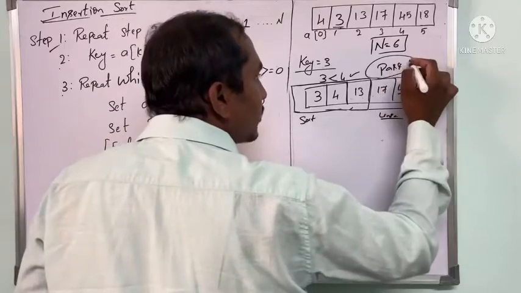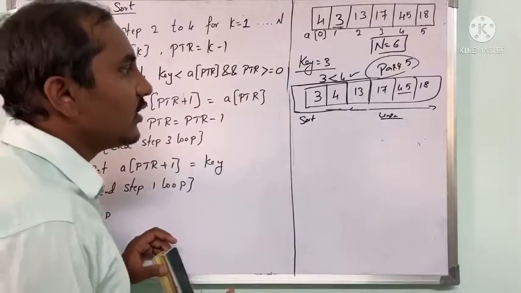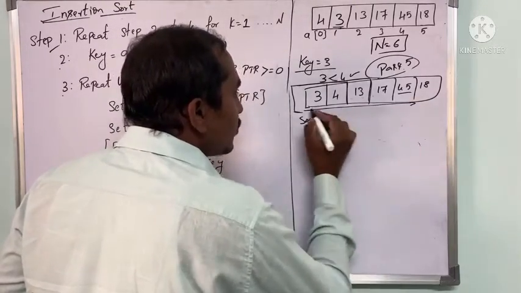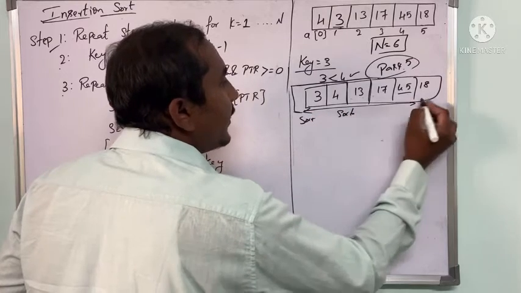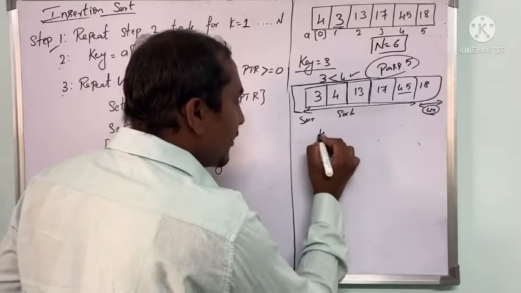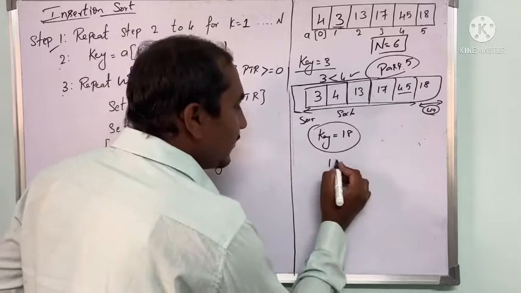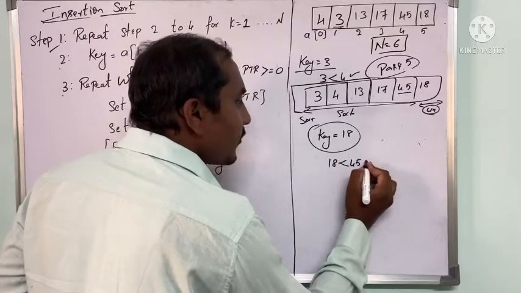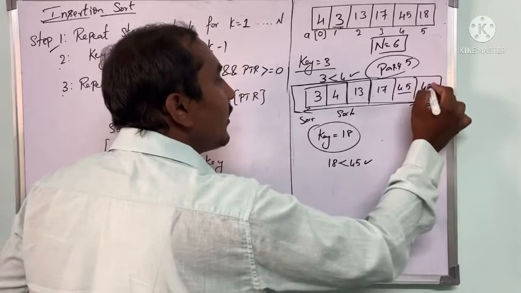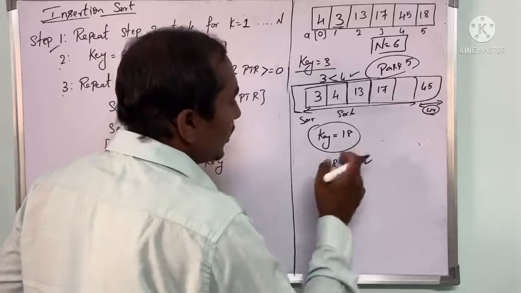When I consider pass 5, that is for the last position, all these elements are sorted and the last element is unsorted. Now the key element will be 18. Is 18 less than 45? It is true. In that case, we are going to exchange it with 45, and this will remain as it is. We are going to replace that later.